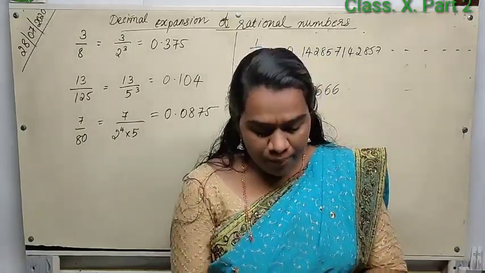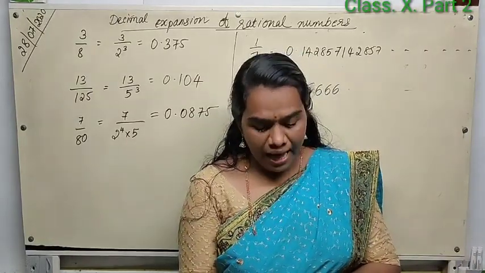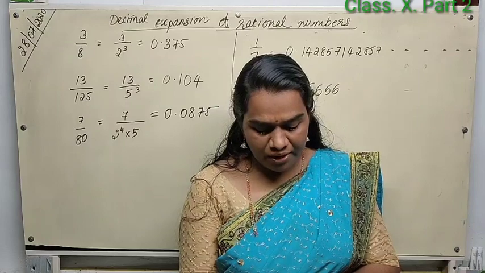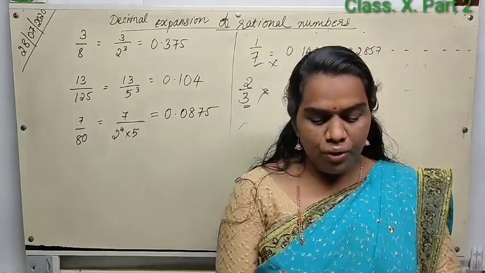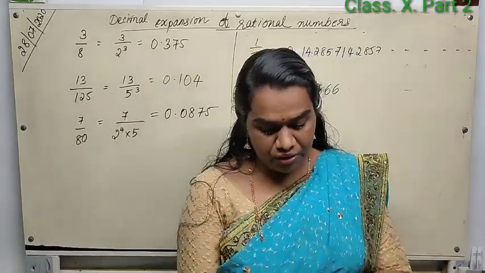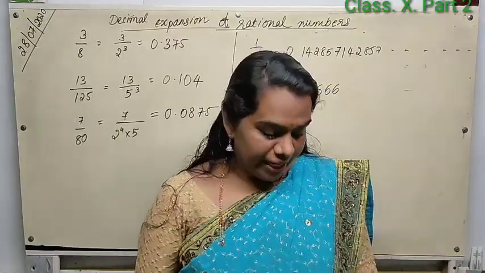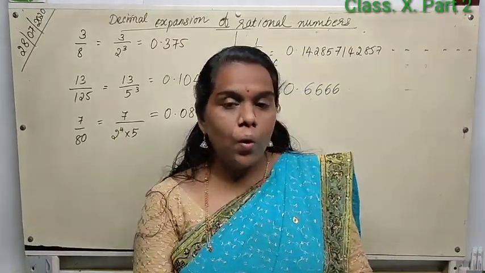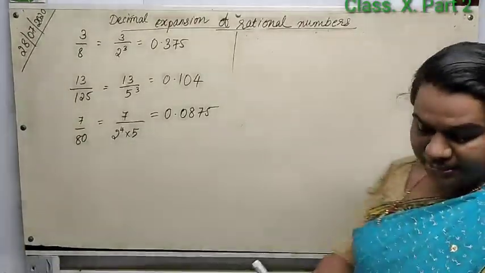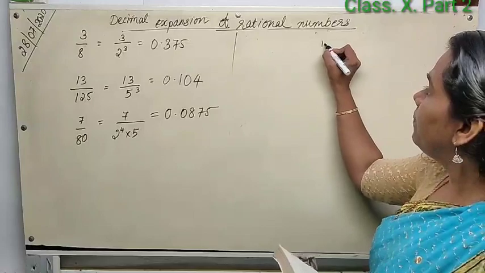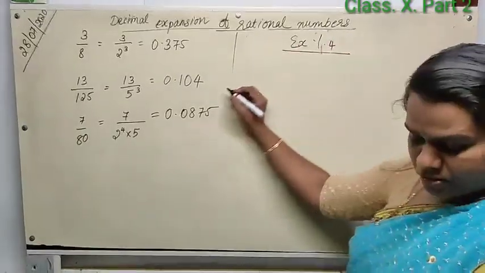Without actually performing the long division, state whether the following rational numbers will have a terminating decimal expansion or non-terminating decimal expansion. Without actually performing the long division, we have to state whether the following rational numbers will have a terminating decimal expansion or non-terminating decimal expansion. Exercise 1.4. Please take the textbook. First question.